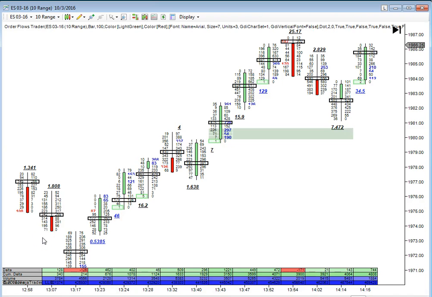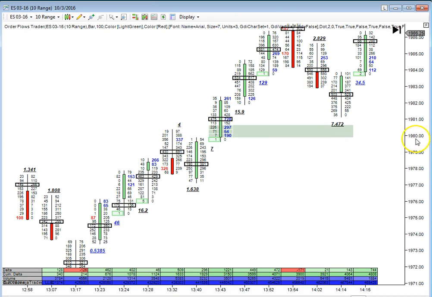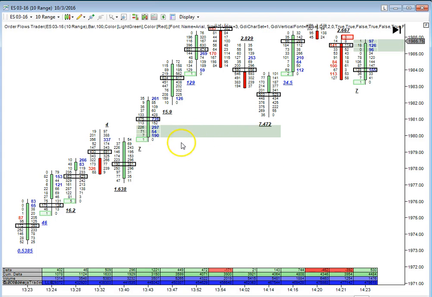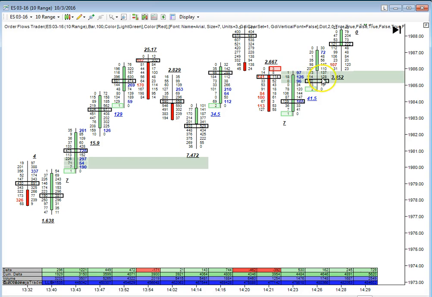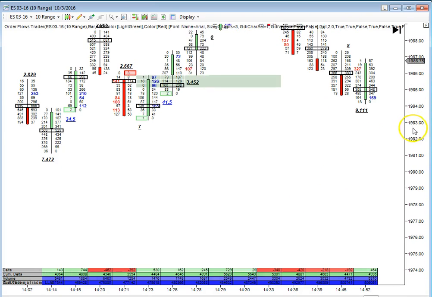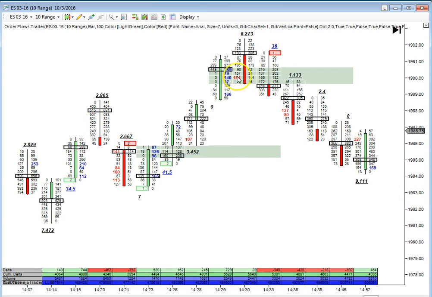Okay, so, let's find a few more cases and go through them. Here you have a stacked imbalance. And, it did work out. It did go in the favor that you want to go. It's a stacked buying imbalance. So if you had gotten a long off of it, you would have made money, which is what you want to do. Then you have another one here. Again, it looks like it's successful. Then you have another one here. It didn't. It failed. You would have taken a loss.